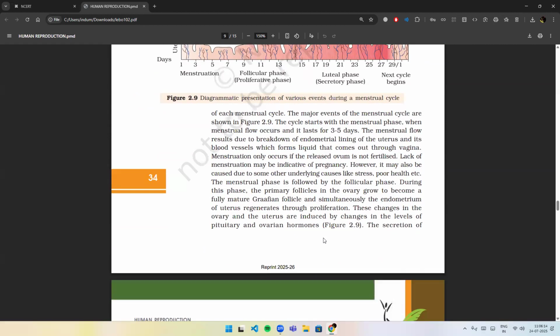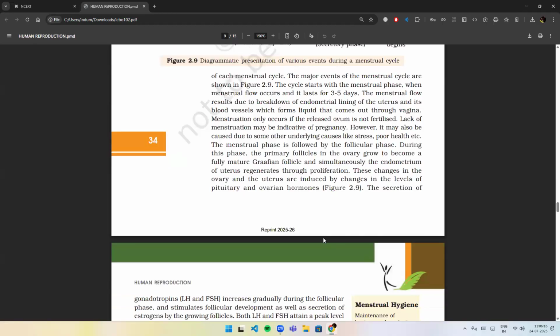The cycle starts with the menstrual phase when menstrual flow occurs and it lasts for 3 to 5 days. The menstrual flow results due to breakdown of endometrial lining of the uterus and its blood vessels, which forms liquid that comes out through vagina. Menstruation only occurs if the released ovum is not fertilized. Lack of menstruation may be indicative of pregnancy. However, it may also be caused due to some other underlying causes like stress, poor health, etc.